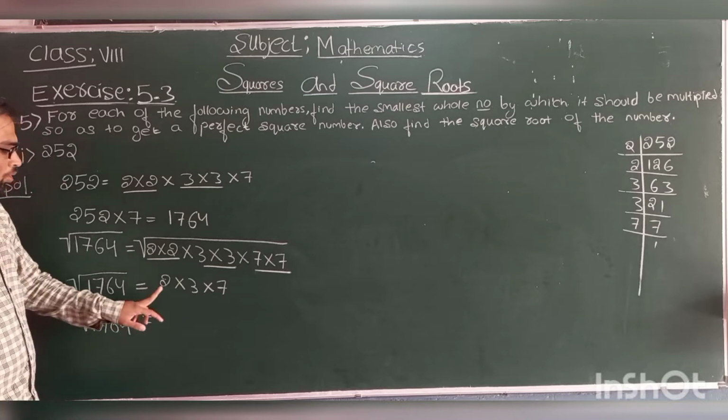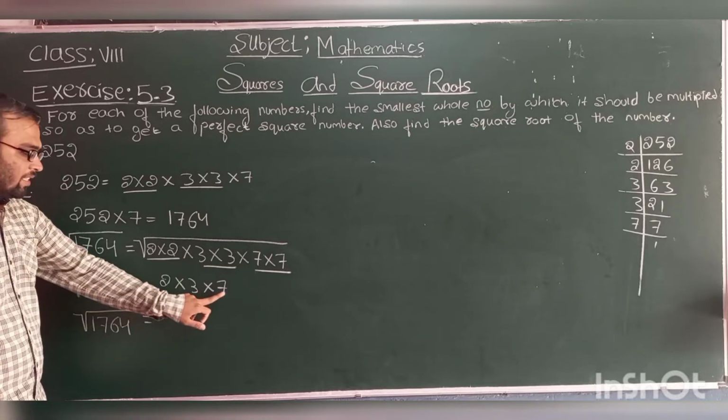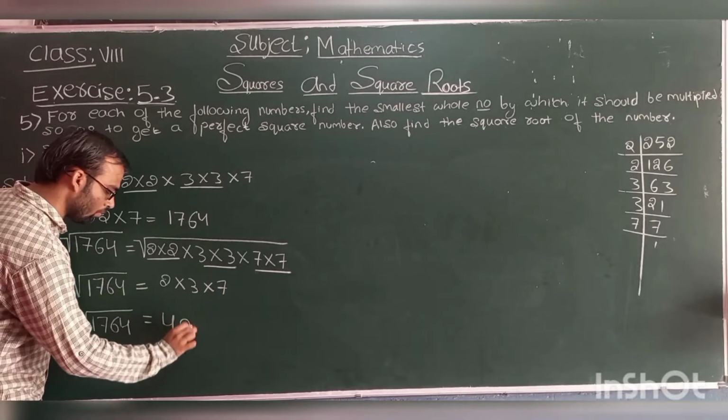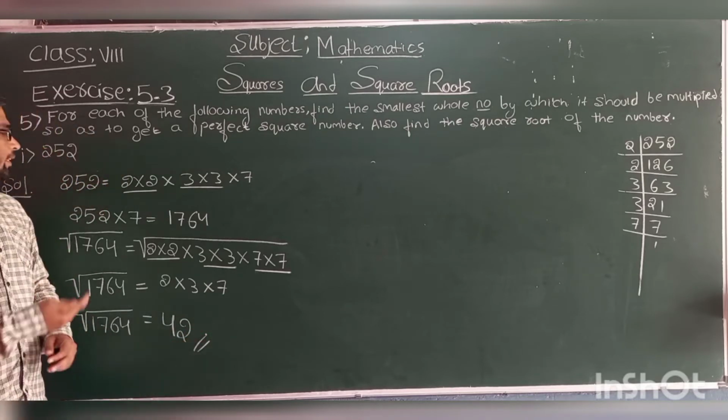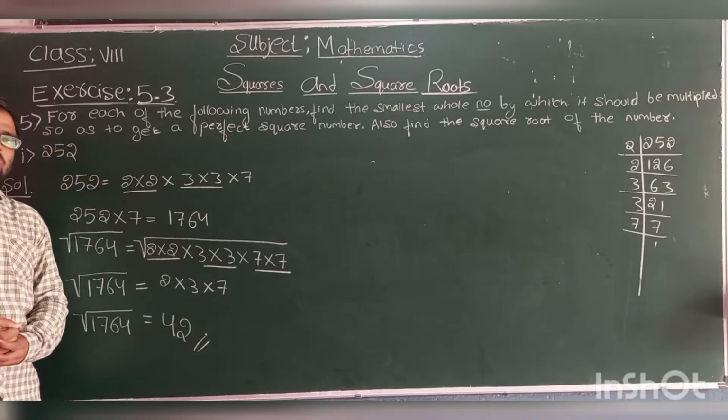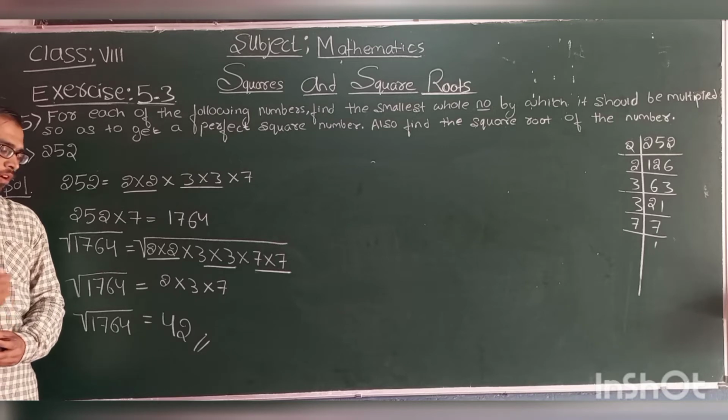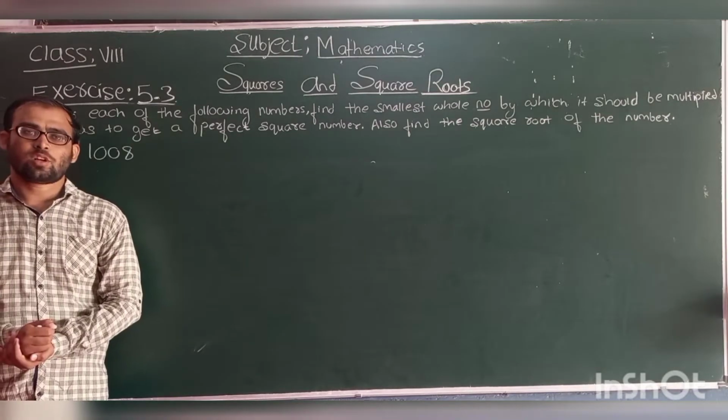Okay, students, 2 3s are 6, 6 7s are 42. Okay, so what is meant by it? The square root of 1764 is what? 42. Students, now let us solve the third question.